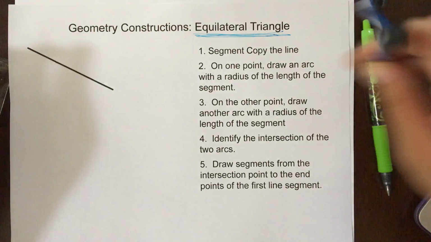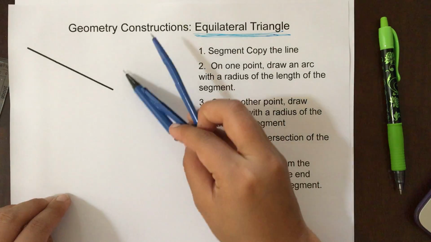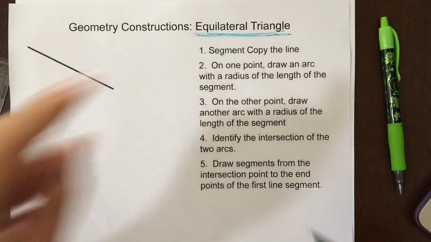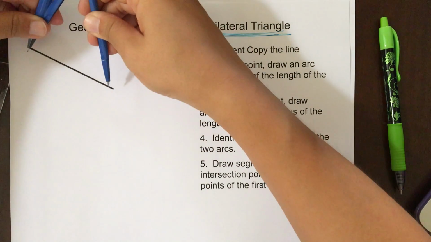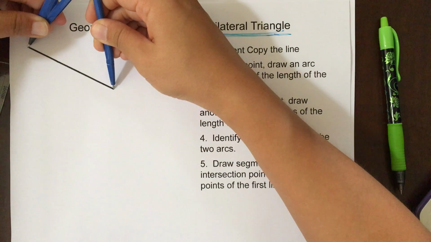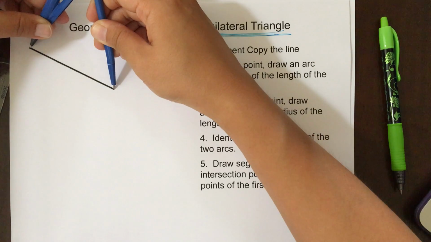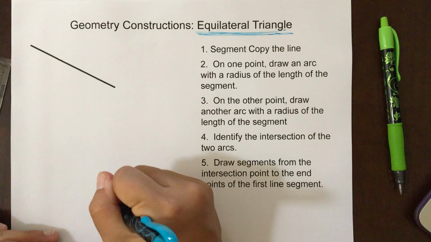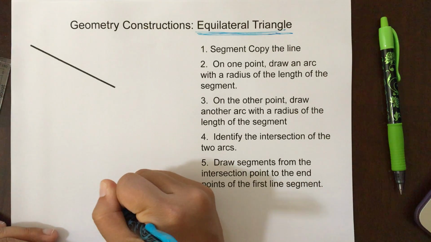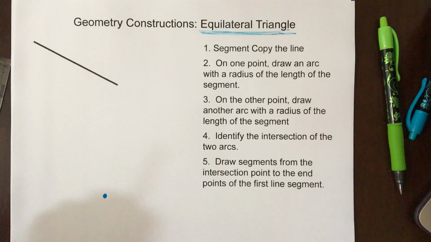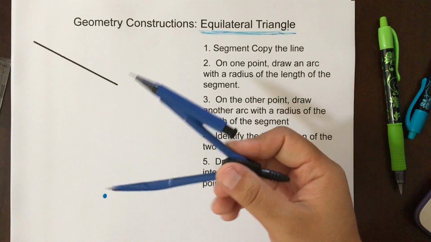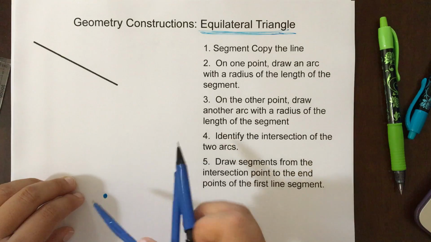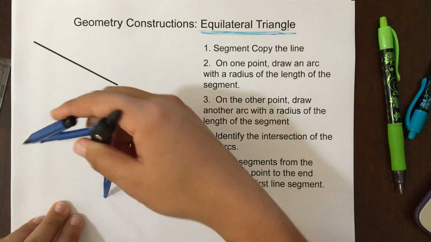So I have one line segment, and by the end of this, I need to have an equilateral triangle. So let's do the first step, which is segment copy the line. If you missed this segment copy video, then what you can do is go to the link somewhere either on the screen or down below, but there could be a link somewhere so that you can figure out what this segment copy is. So I'm going to copy this.